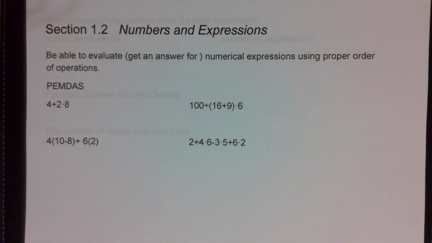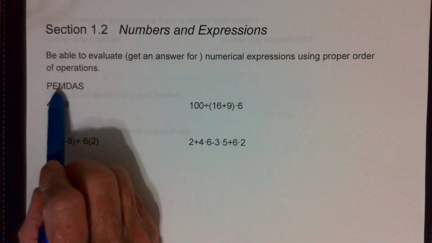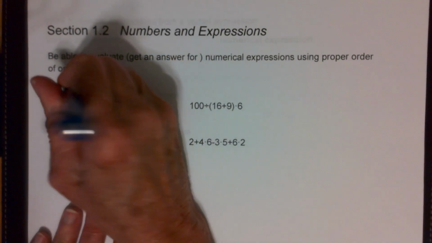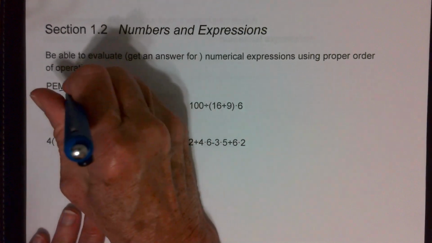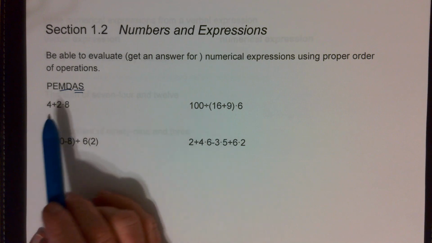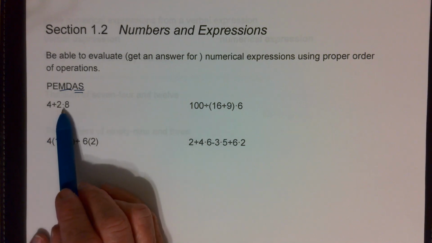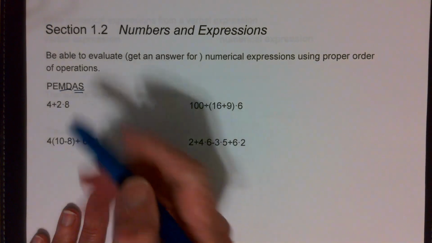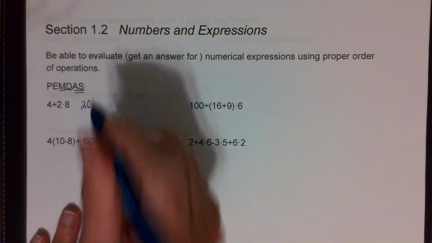Section 1.2 was about numbers and expressions. We have to be able to evaluate or get an answer for numerical expressions using the proper order of operations. We call that, please excuse my dear Aunt Sally: parentheses, exponents. Then I put multiplication and division from left to right. And then I put addition and subtraction from left to right. So let's do a few of these. Obviously on this one, I have to do the multiplication and division first. So I go 2 times 8, which is 16, and I'm going to add 4 to it. So the answer for this one should be 20.